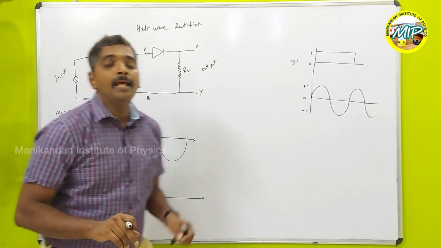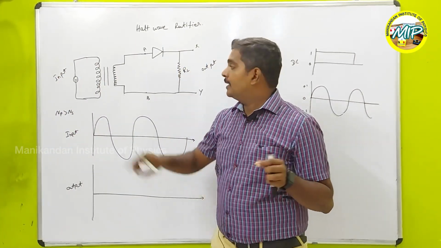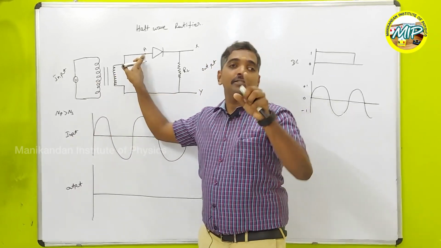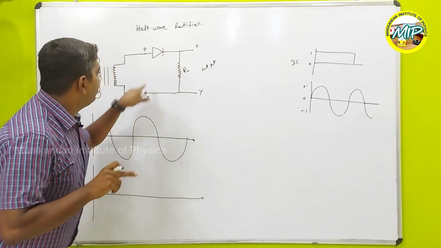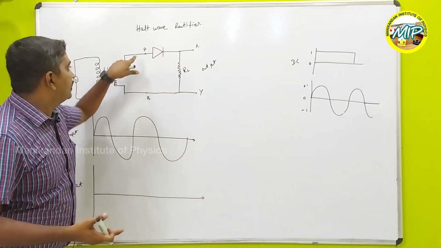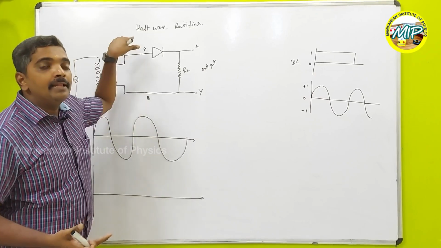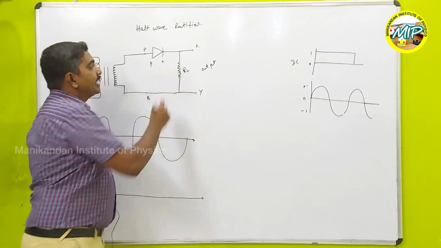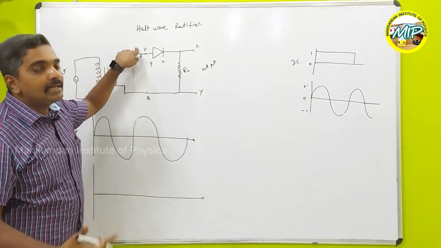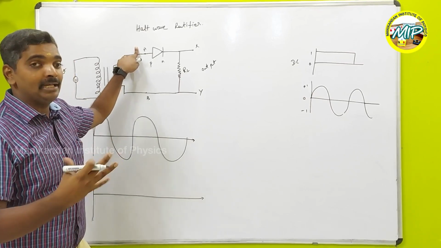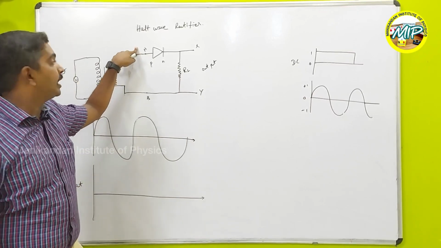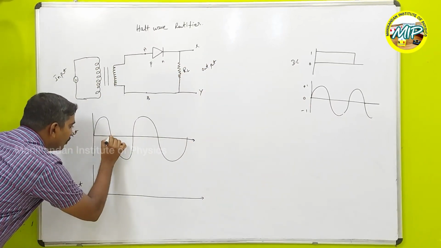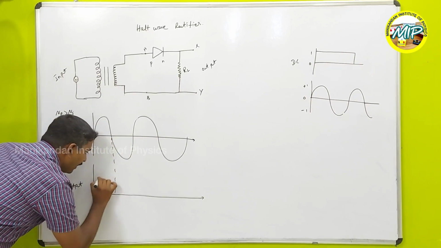Listen carefully. In the first half cycle, point A is positive and point B is negative. With respect to point B, this is positive. So the PN junction is under forward bias. This is my P type, this is my N side. My P side is positive, which means it is under forward bias, which will conduct and allow the flow of current across it. So I am getting my output across this.